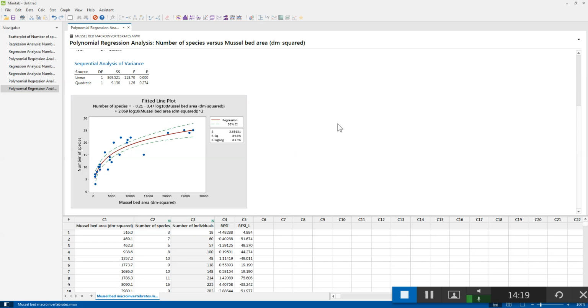So in summary, we can say there is a non-linear relationship between mussel bed area and the number of species and the number of individuals. The best model we can build is that the log 10 of the mussel bed area is related in a non-linear fashion to the number of species, and with the mussel bed area untransformed, we've got the best possible fit of model we could get for how it's related to the number of individuals.